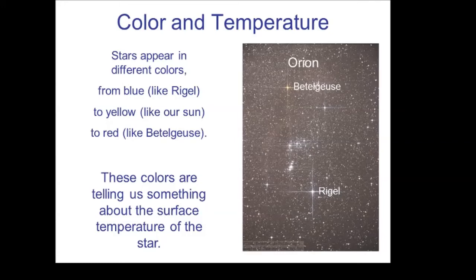So what do you think is going on here? Why would these objects be similar in brightness if one is much hotter than the other? Let me ask you more specifically: what do you think's special about Betelgeuse that would make it appear to be the same brightness that Rigel is?